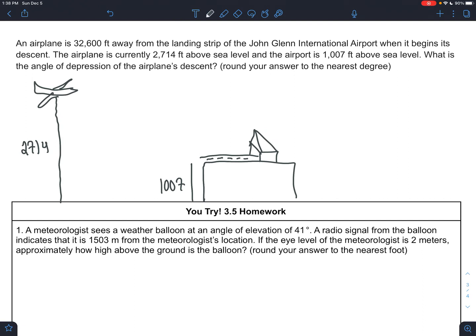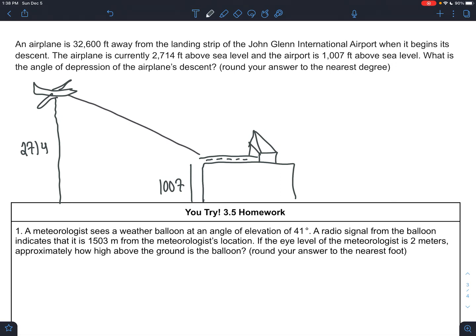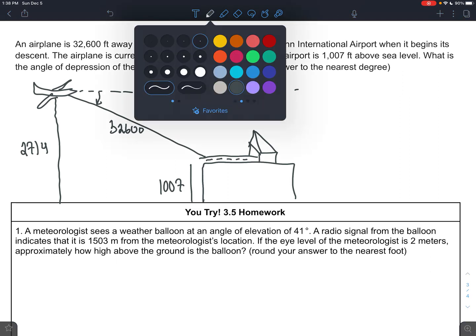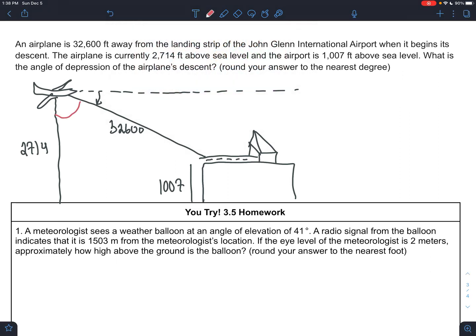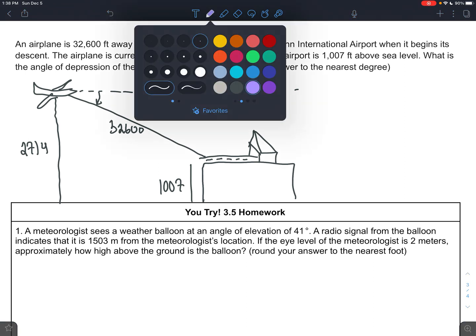We haven't labeled the 32,600 yet. And that's the distance from the airplane to the landing strip. It's a diagonal distance. The sight line, like this. And of course, the pilot looks out on the horizon like that, horizontal. So now we see the angle of depression is coming from here. I think a common mistake would be to draw the angle of depression here. But that is not the case. That is not the case.